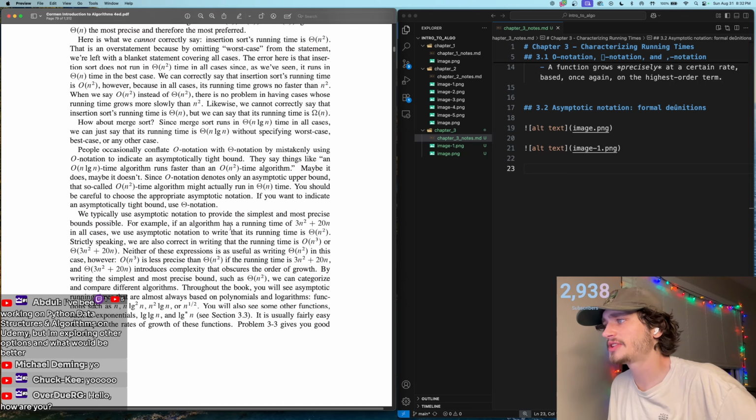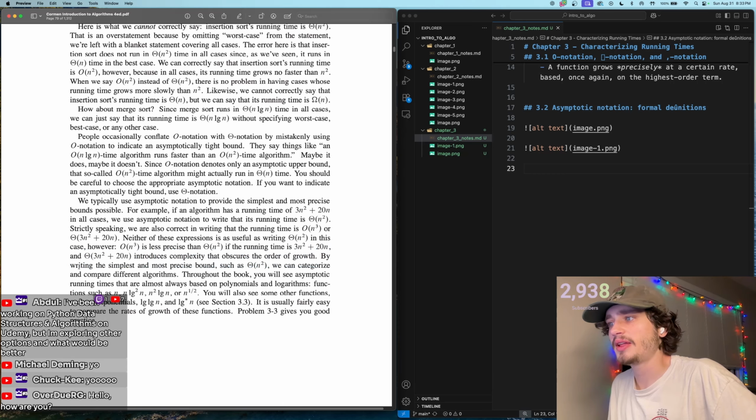For example, if an algorithm has a running time of 3n squared plus 20n in all cases, we use asymptotic notation to write that the algorithm is theta n squared. Strictly speaking, we are also correct in writing that the running time is O of n cubed, or theta n squared plus 20n. Neither of these expressions is as useful as writing theta n squared. In this case, O of n cubed is less precise than theta n squared if the running time is 3n squared plus 20n, and theta n squared plus 20n introduces complexity that obscures the order of growth. By writing the simplest and most precise bounds, such as theta n squared, we can categorize and compare different algorithms.